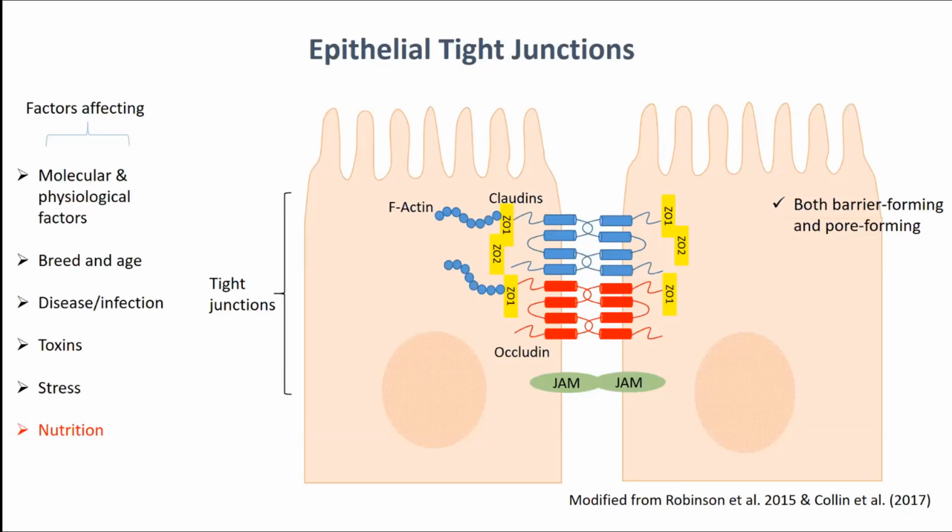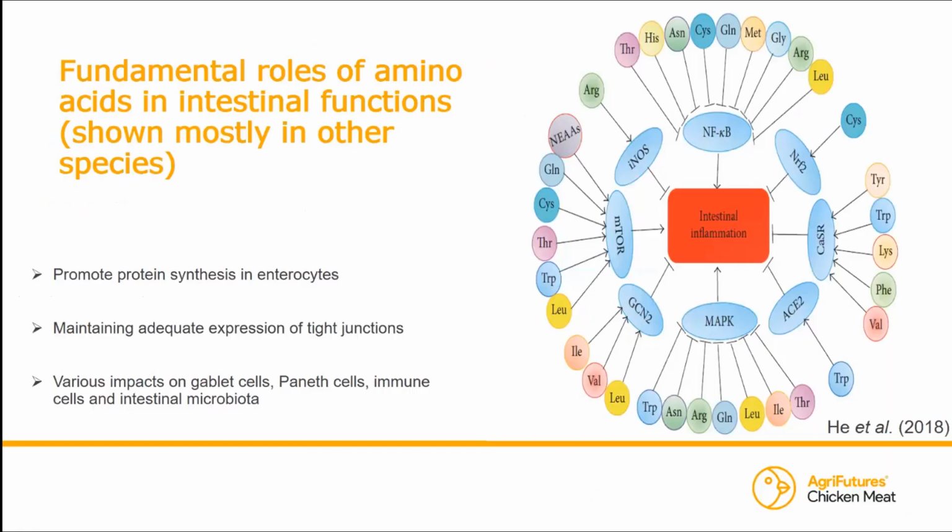In this particular project, which was completed last year, we looked at amino acids as a nutritional factor, and stress stimulated by glucocorticoids as a model. As background on the role of amino acids, we chose those particular nutrients because they are known to be fundamentally important in various intestinal functions. As you can see in this slide, for example, in intestinal inflammation, these amino acids can both contribute to and reduce inflammation, depending on the type of pathway they work on.